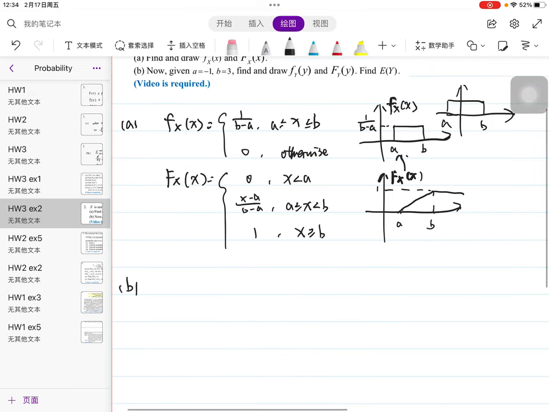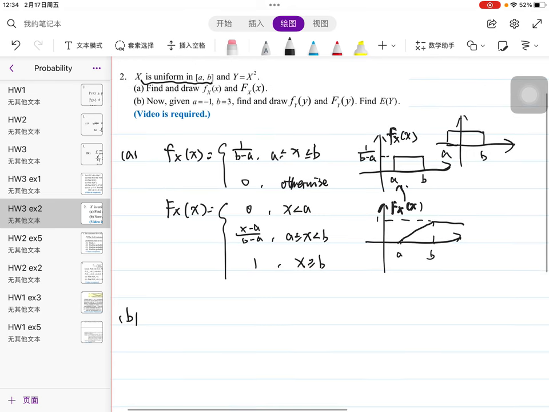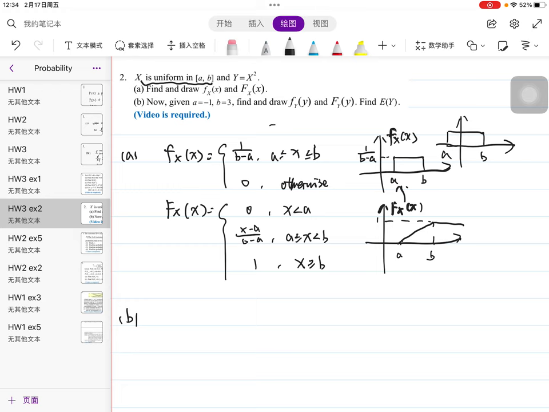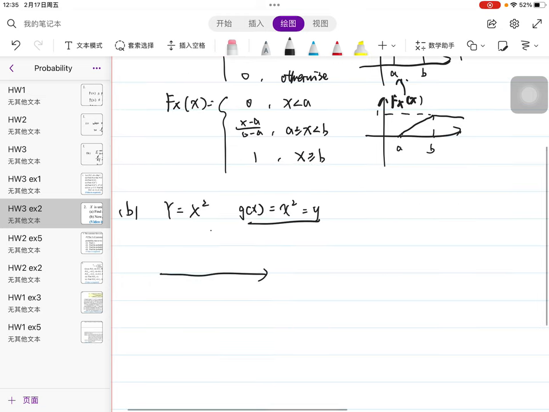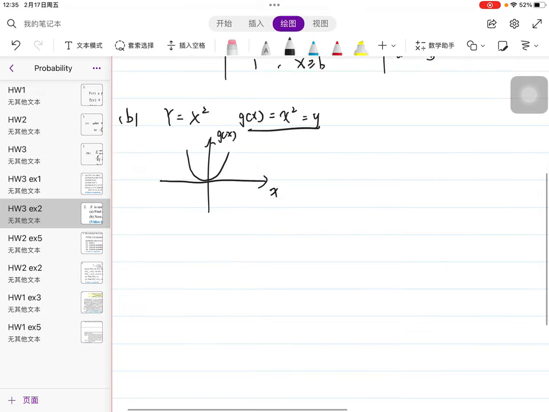The second question, we are given the values of a and b and find the density function and distribution function of random variable y. We are given that y equals x squared. So g(x) here equals x squared, equals y, right? So we could draw the figure firstly, that is the g(x) figure, and a equals -1, b equals 3.